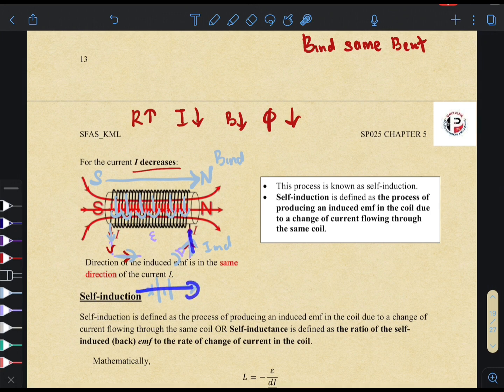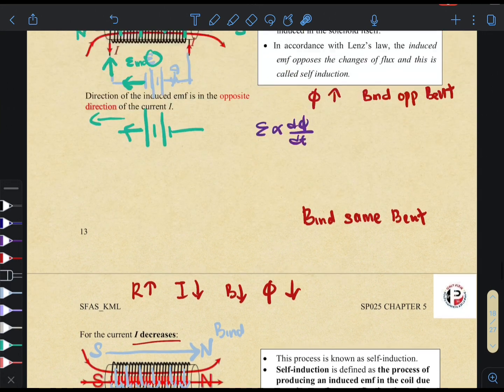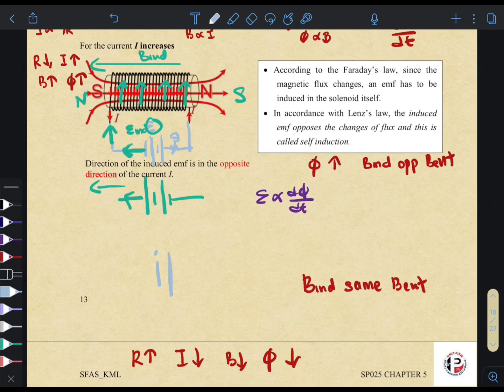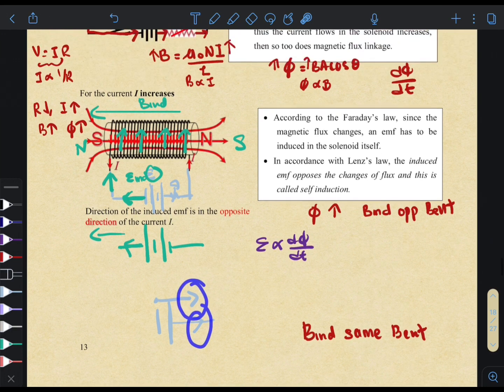So, induced EMF kamu sama je direction dengan current yang asal sebab I dan I induce same direction. If you remember, the direction of EMF daripada kaki negatif ke kaki positif. This is the direction of EMF. Current pula akan keluar daripada positive plate. Okay, so current and EMF, they have the same direction always.